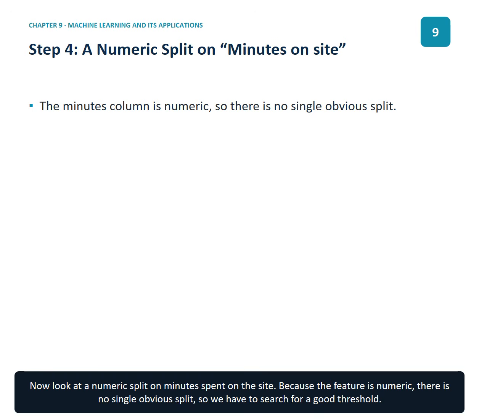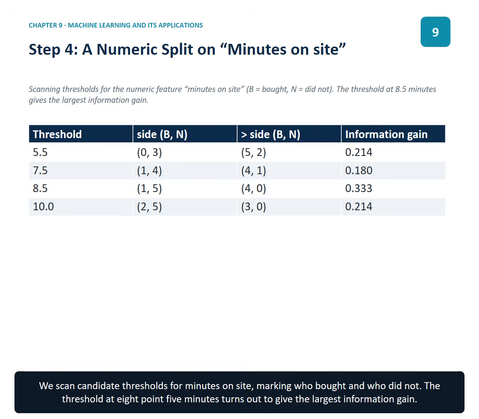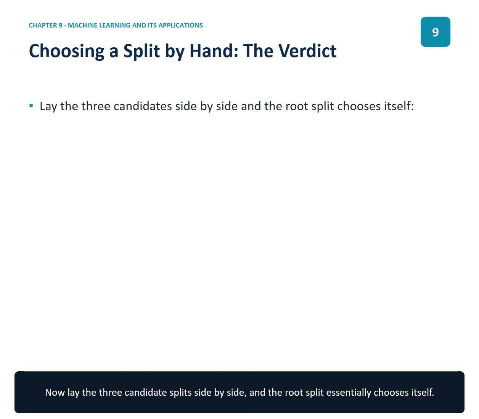Because the feature is numeric, there is no single obvious split, so we have to search for a good threshold. We scan candidate thresholds for minutes on site, marking who bought and who did not. The threshold at 8.5 minutes turns out to give the largest information gain. Now lay the three candidate splits side by side, and the root split essentially chooses itself.